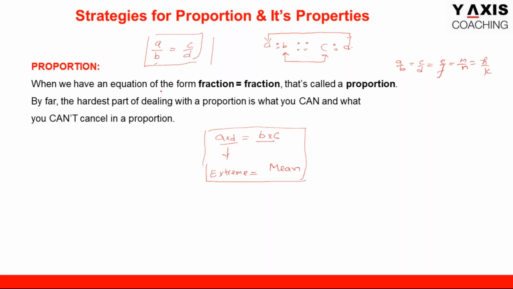Of course, the hardest part of proportion is that you can find what you cannot otherwise find. Like here, let us say A is to B is equal to C is to D, or A by B is equal to C by D. Generally, out of four variables, maybe three are known, and the fourth one we can find out by using this relation.